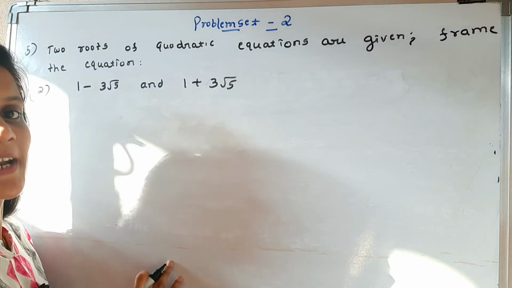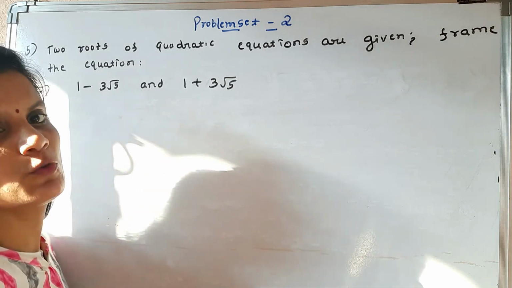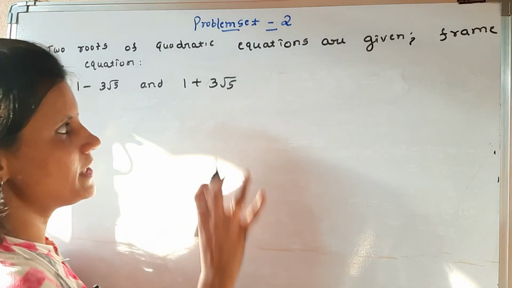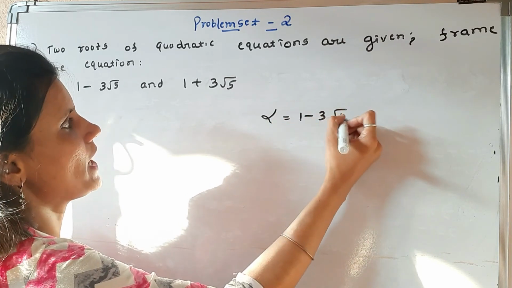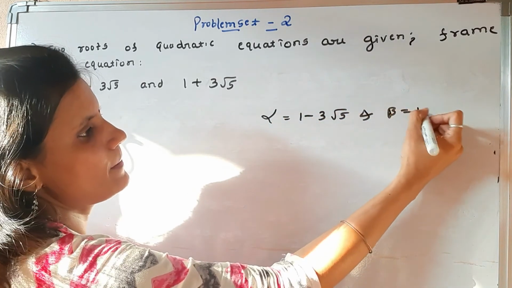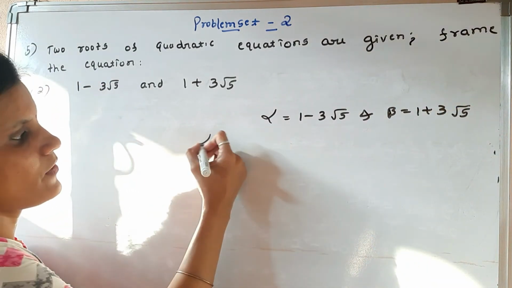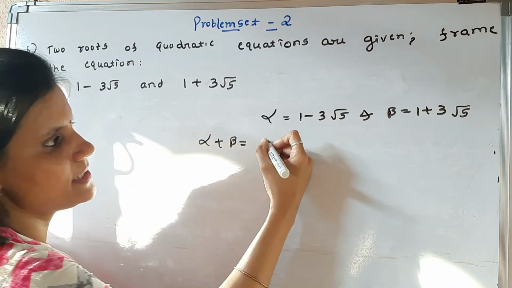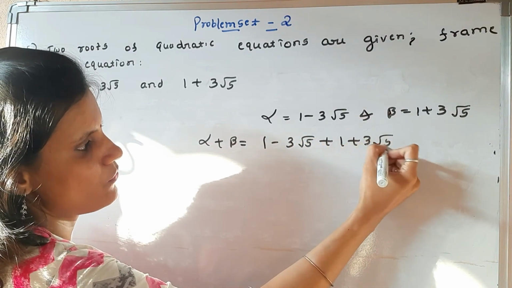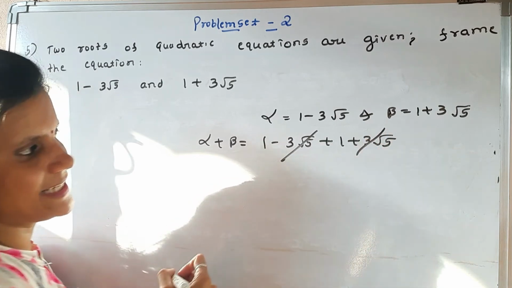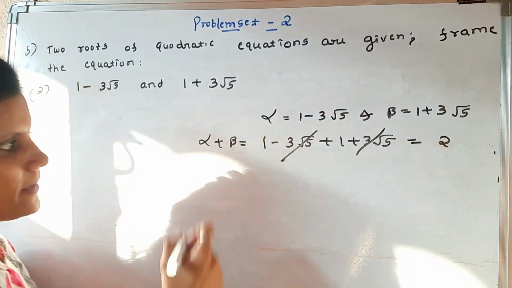Students, our next question is 1 minus 3 root 5 and 1 plus 3 root 5. Okay, how to solve this one? See here, alpha will be 1 minus 3 root 5 and beta will be 1 plus 3 root 5. Simple. What is alpha plus beta? Alpha plus beta means 1 minus 3 root 5 plus 1 plus 3 root 5. So 3 root 5 will get cancelled. We are getting 1 plus 1, that is 2.